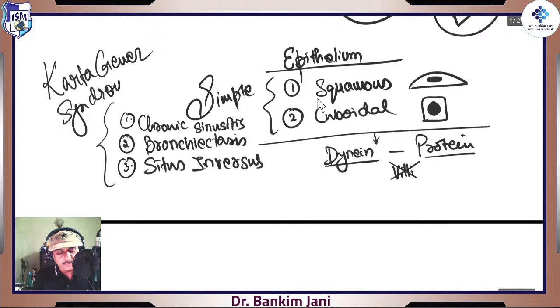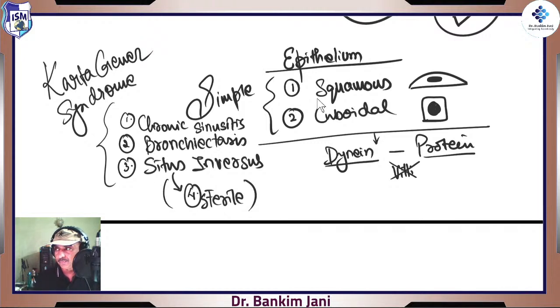Syndrome means where there are combinations of so many things. And this told us one more important thing, that there is a possibility that this person might be sterile. So it means this particular subject is unable to conceive. So this is very important. Right. So this was in a nutshell our entire yesterday's topic.